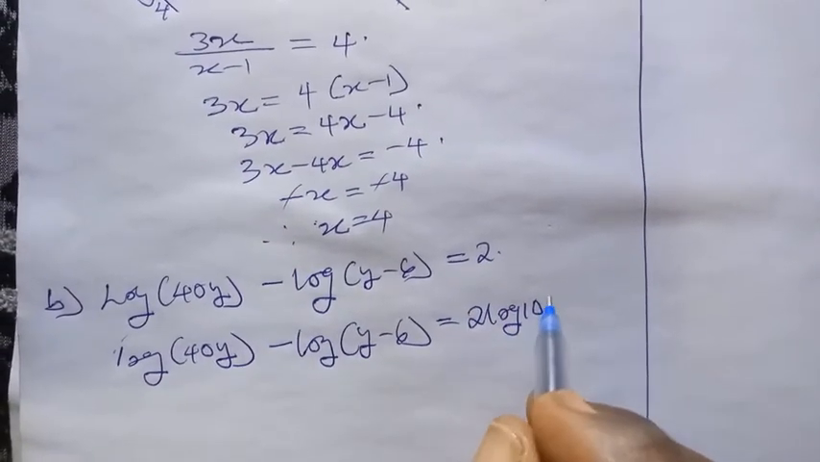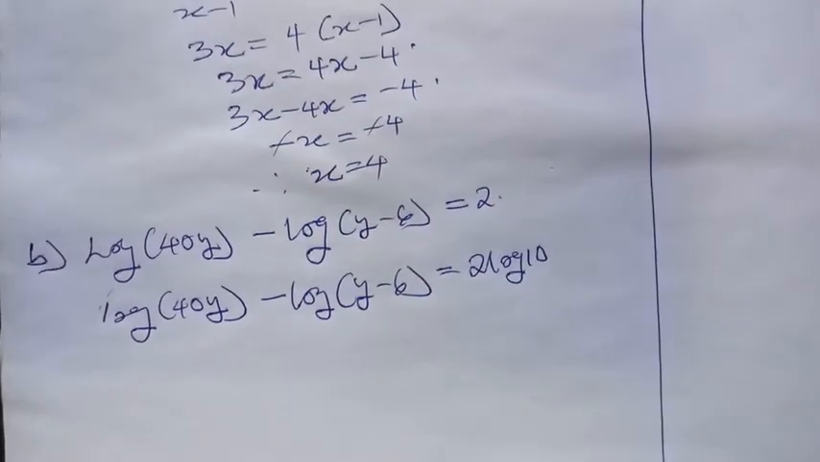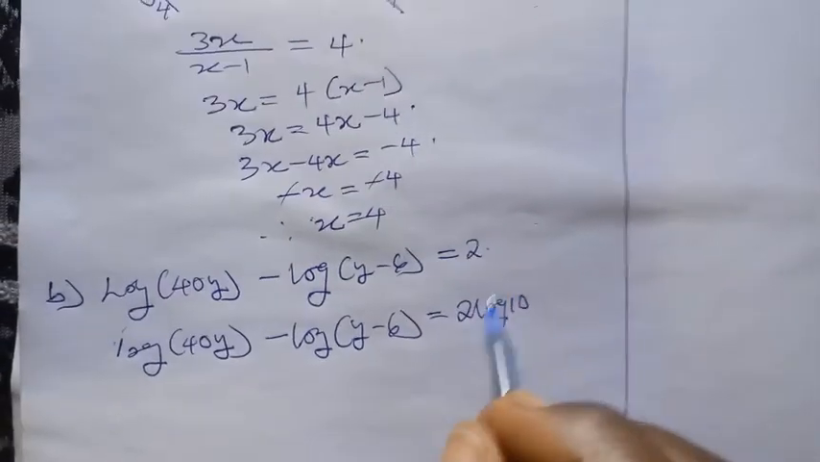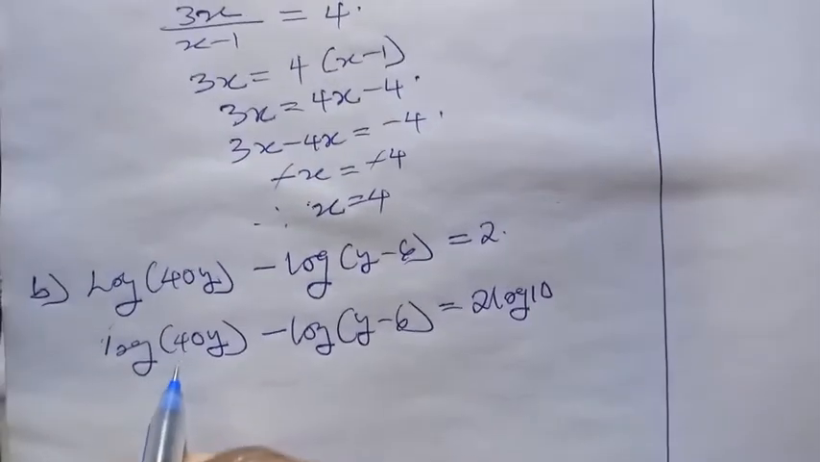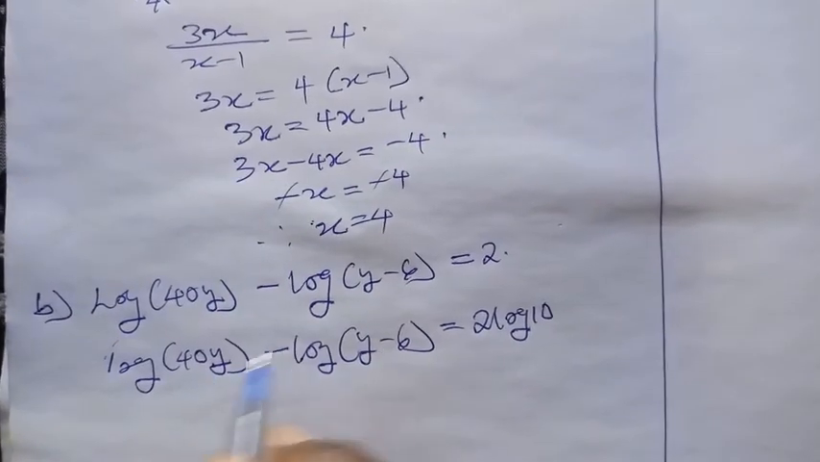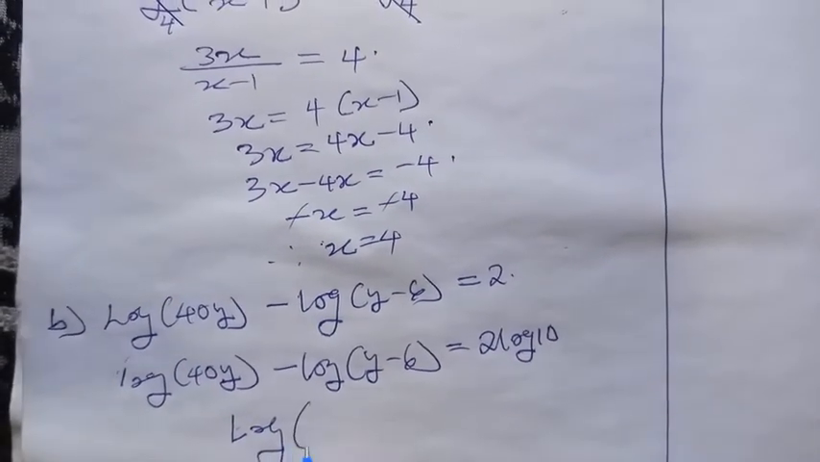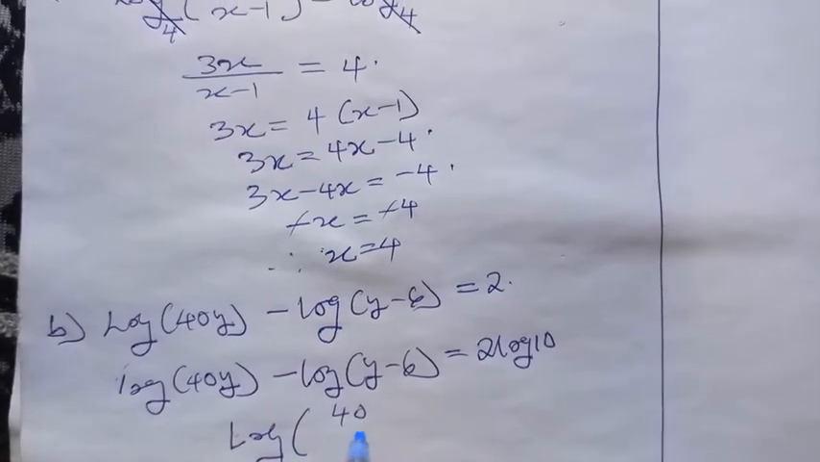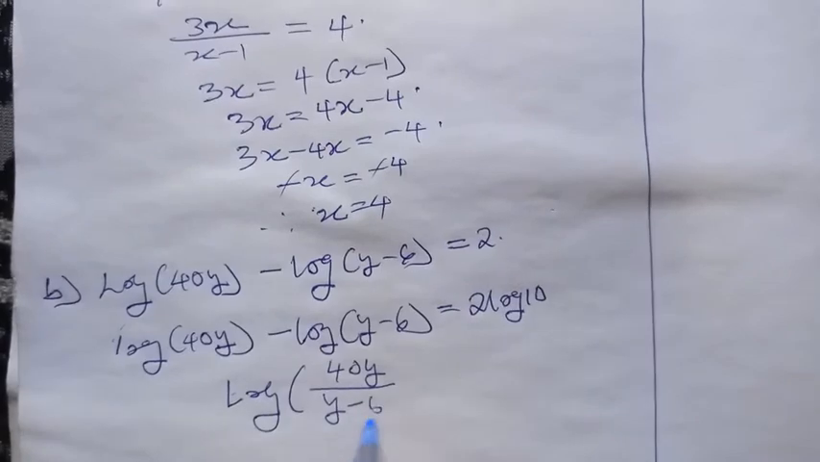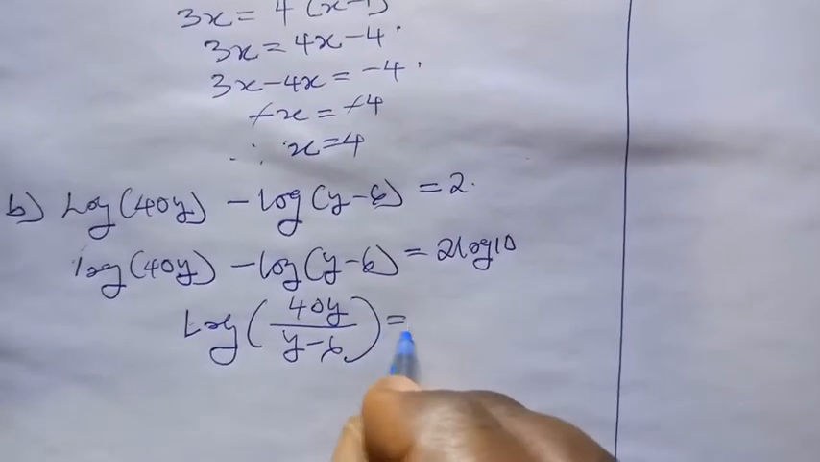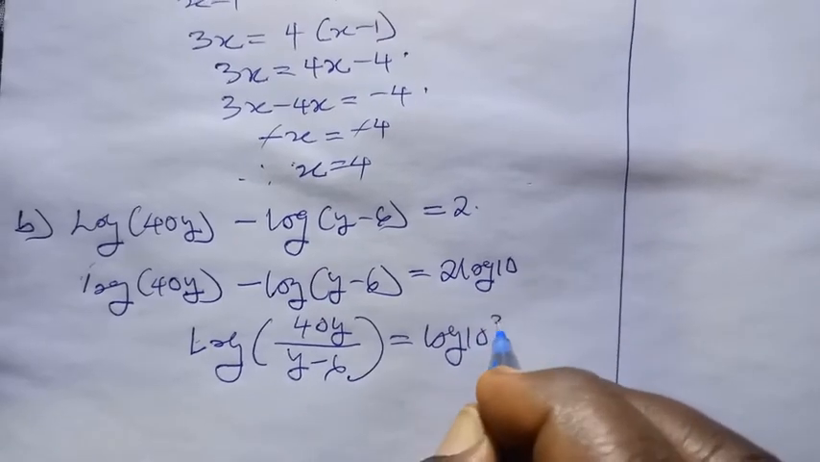This can sit as a power here, and it can sit as just a multiple here, right? Or just a number multiplying this logarithm here, right? So for this one, we apply the second law, this divided by this as a single logarithm now. Now, 40y divided by y minus 6. See that? And so this becomes log 10 squared.